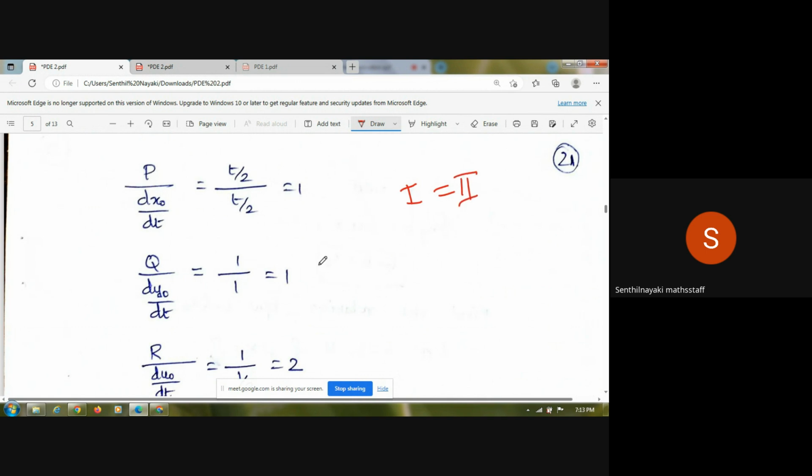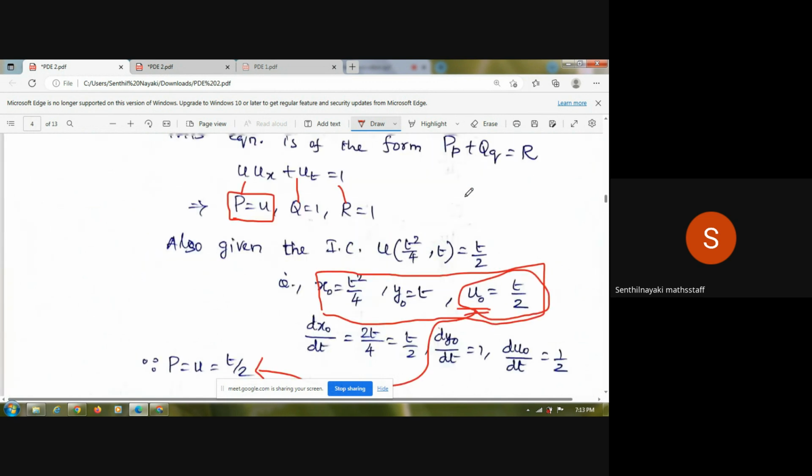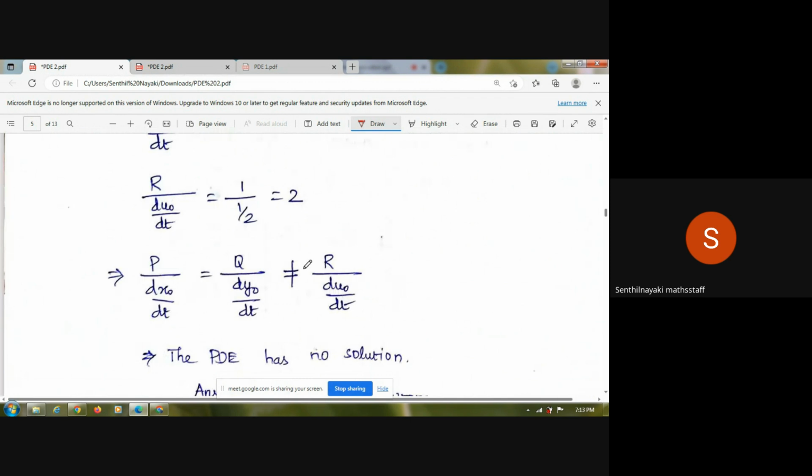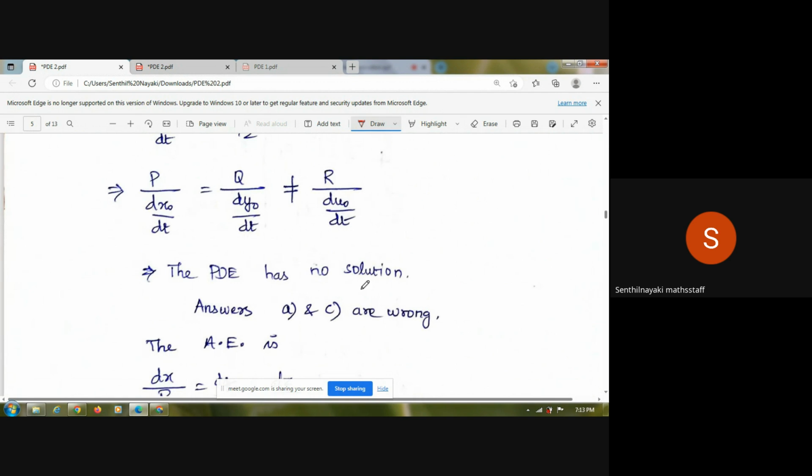Then okay. Now we have to check the third ratio. What about the third ratio? R by du naught by dt. 1 by 1 by 2, that means 2. So that is not equal to the third ratio. Then this has no solution. Okay. From the result we are getting the Cauchy problem has no solution.